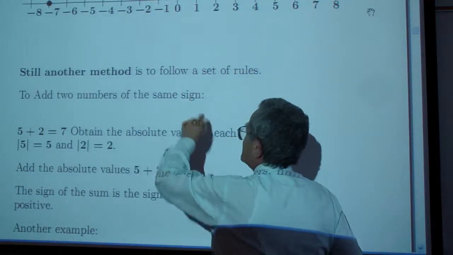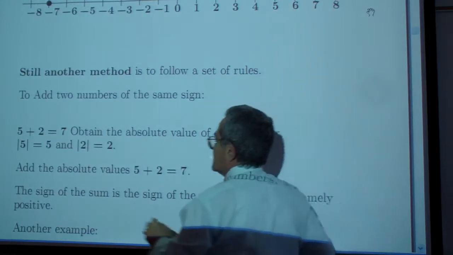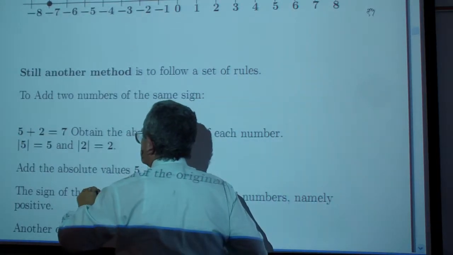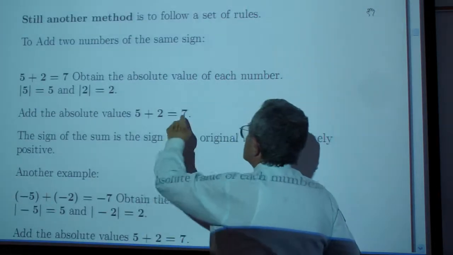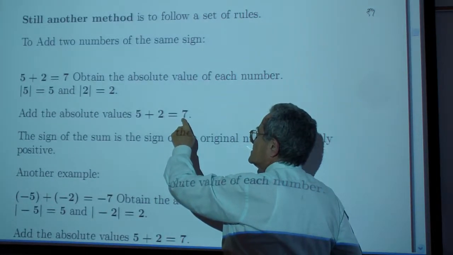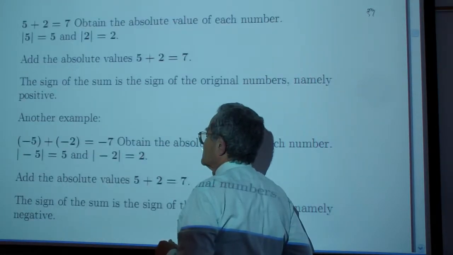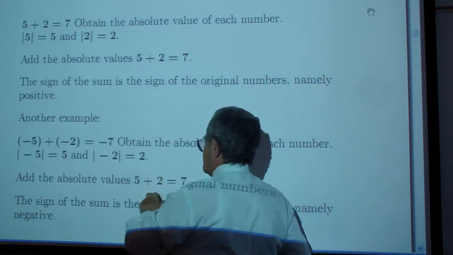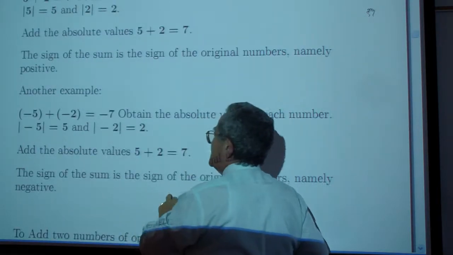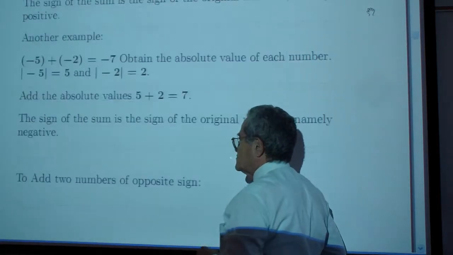To add two numbers of the same sign, you obtain the absolute value of each number, like the absolute value of 5, the absolute value of 2. You take the sum of those two, which gives you 7. The sign of the 7 is the sign of the original numbers, which were positive in this case. Absolute value of 5 plus absolute value of 2: 5 plus 2 is 7, like previously. But you added two negative numbers, so you append the negative sign to the 7.